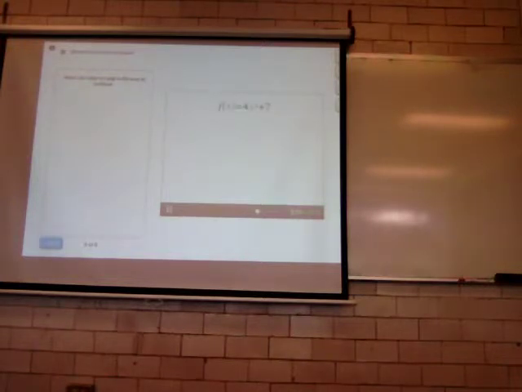Now try inverting this function. f of x equals 4x cubed plus 7. Remember to set this function equal to y, switch the x and the y, and then solve for y.